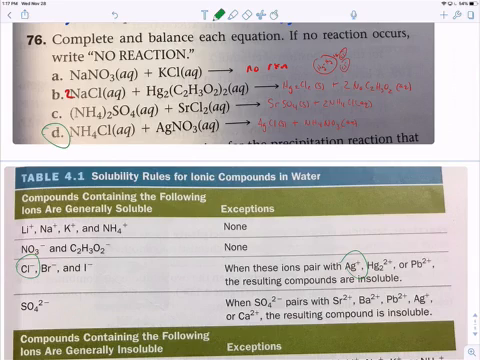Did you read this chart from the other day? Oh, okay. Yeah. I hope so.